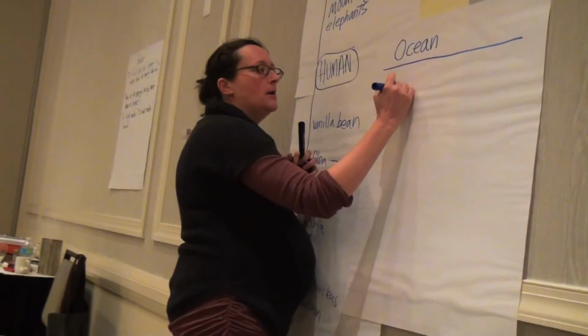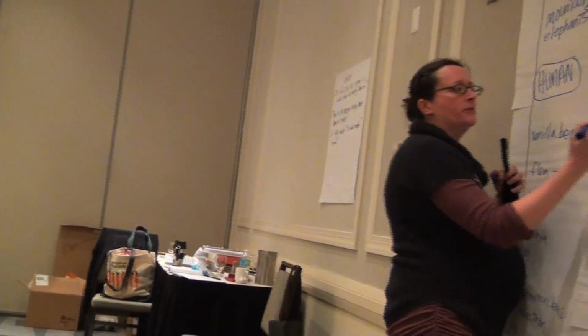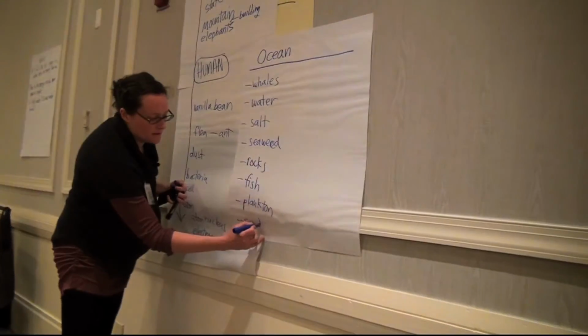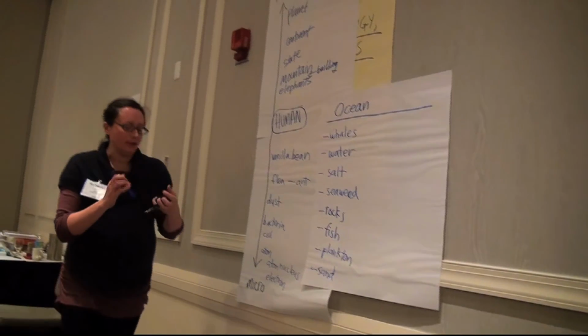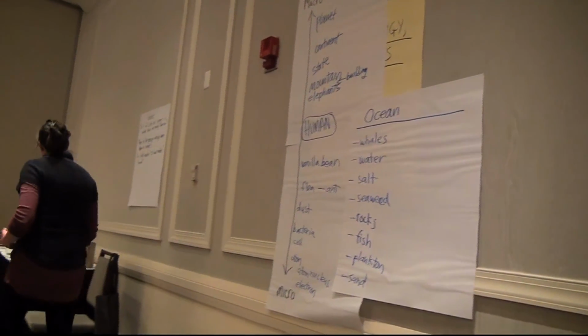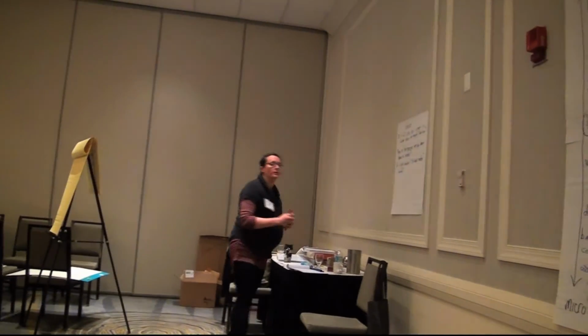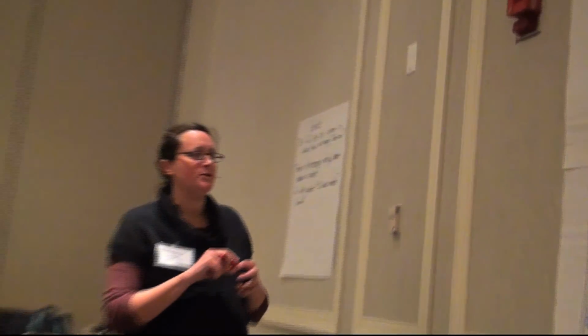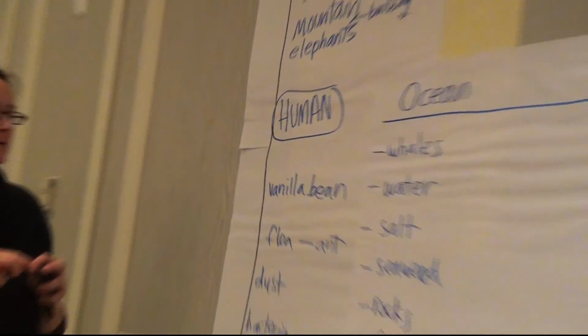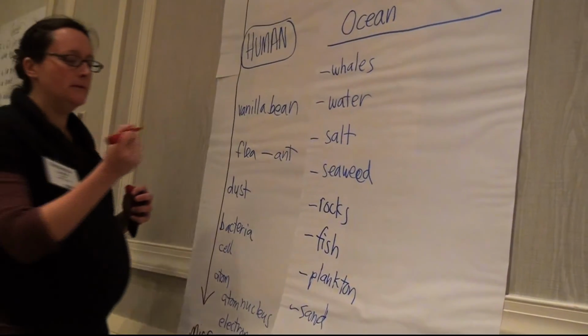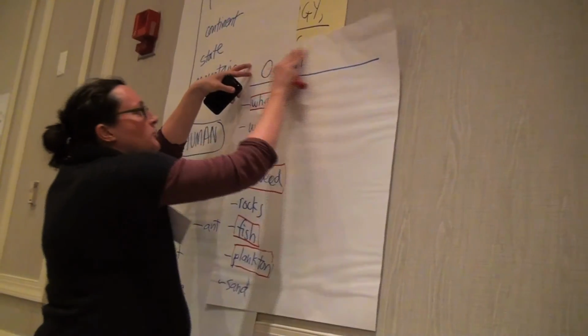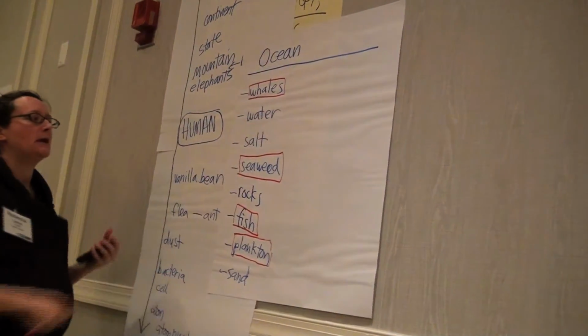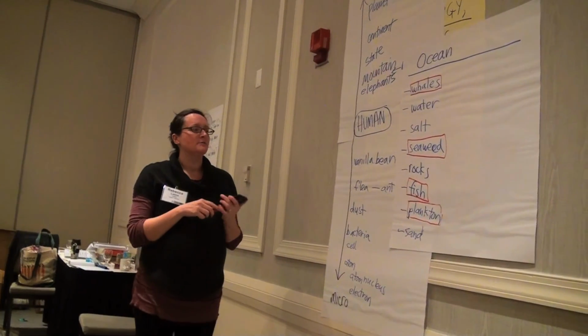Whales, great. What else can you find inside of an ocean? Salt. Seaweed. Shells. Okay, so now let's take a look at our list, and let's make a little category here for one of these things. Which ones are alive? Whales are alive. Fish. Plankton.